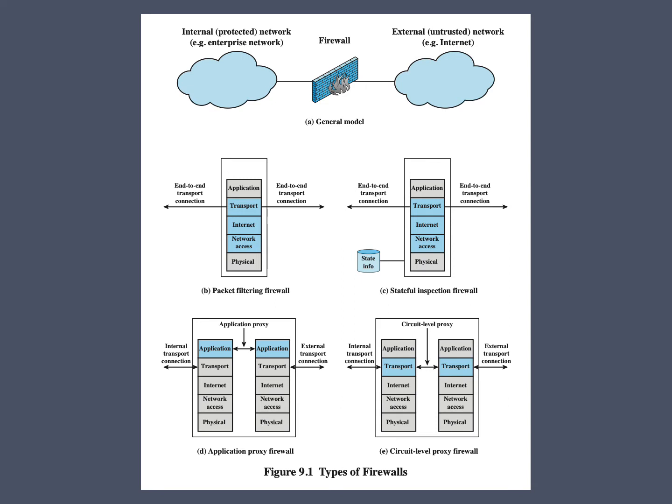And a web client has an IP address and a web server has an IP address. So it will examine simply the IP address. Therefore, it's known as packet filtering. Then the next one we have is what we call stateful inspection.